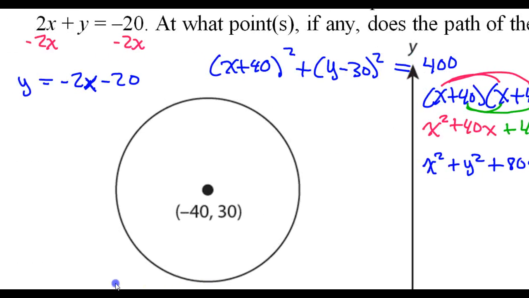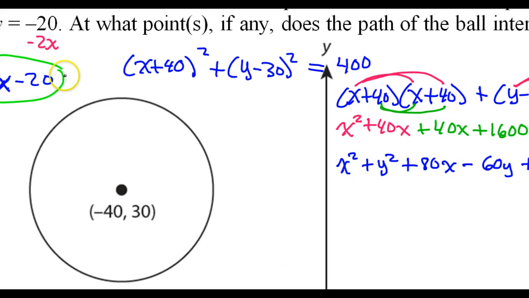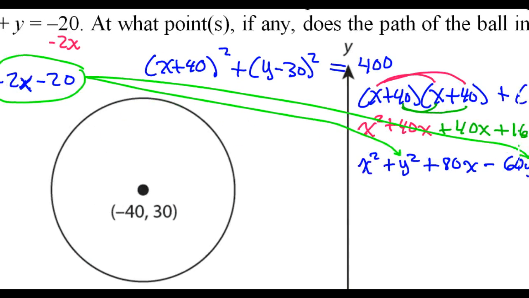Alright, so now it is time to substitute this expression. So we have to take what y equals. So y equals negative 2x minus 20. And I'm going to take that and substitute it in right here, because that's where y is, and right here, because that's also where y is. Okay, so negative 2x minus 20.